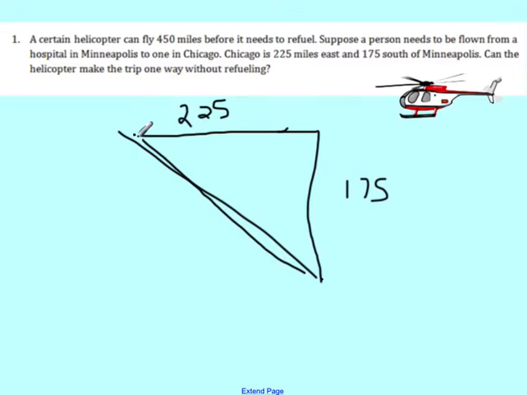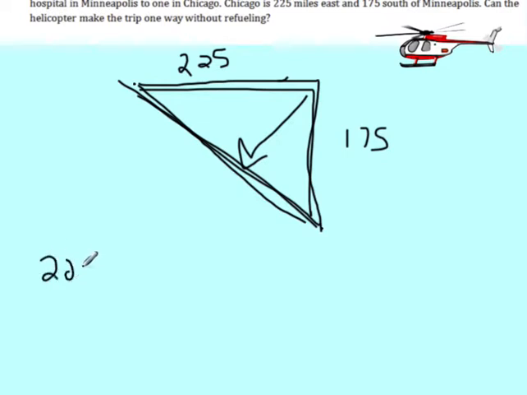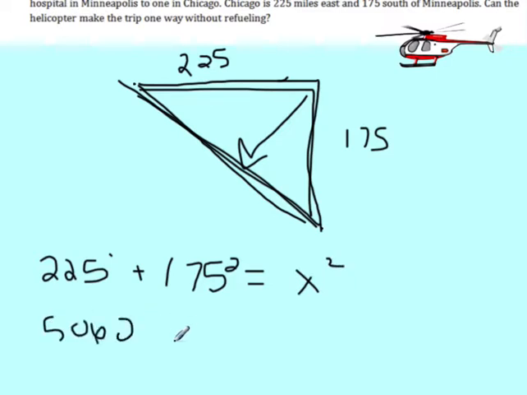So what I'm trying to do is, because an airplane isn't going to fly this way and then this way, or a helicopter, right? It's going to go along that hypotenuse. So what we need to do is figure out what our hypotenuse is. So I'm going to do 225 squared plus 175 squared, and that's going to be equal to x squared, which is the actual route that the helicopter is going to take. So I have 5,625 plus 30,625, and that's going to be equal to x squared.